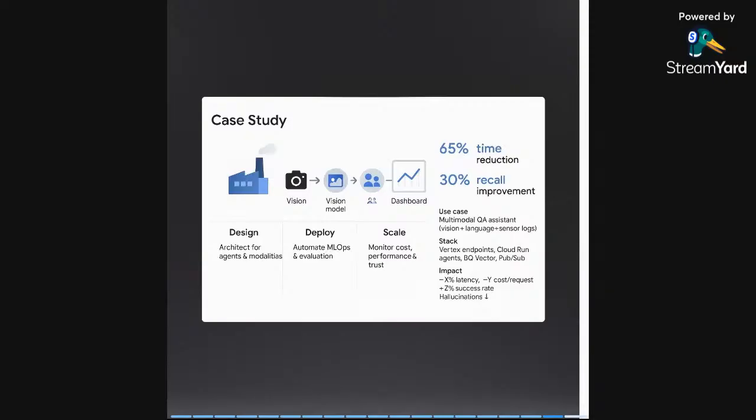One of the basic test cases for this kind of architecture is a built-in multimodal QA assistant, and the way the model interacts is using different stacks. It can have a Vertex endpoint, Cloud Run, and agent and Pub/Sub services.